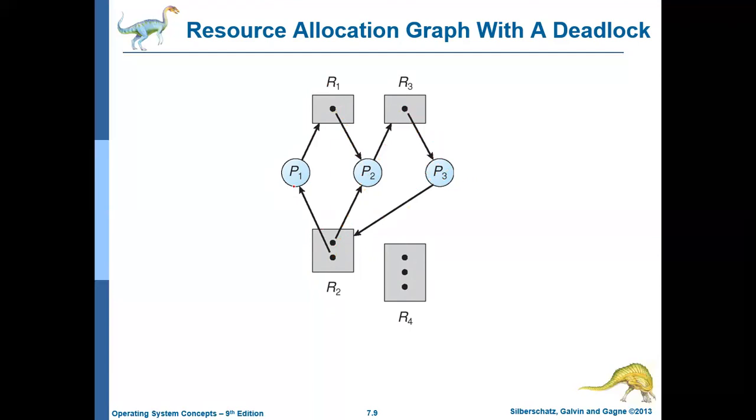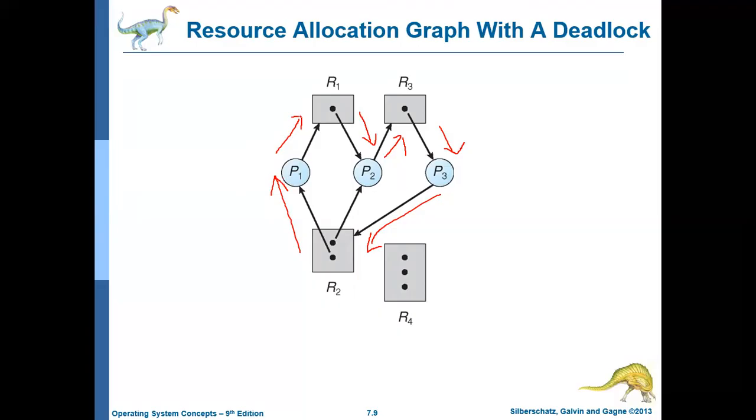Let us see whether there is a cycle or not. Let us start from P1. P1 to R1, yes, there is an arrow. R1 to P2, yes, there is an arrow. From P2 this way there is no arrow, so let us go this way. P2 to R3, yes. R3 to P3, yes. P3 to R2, yes. And R2 to P1, yes. So there is a cycle.